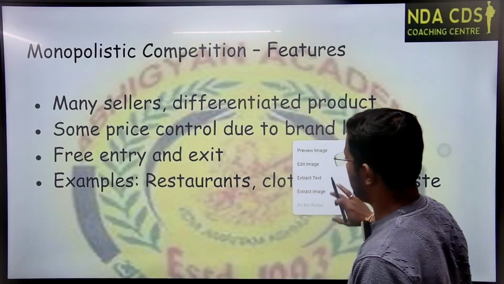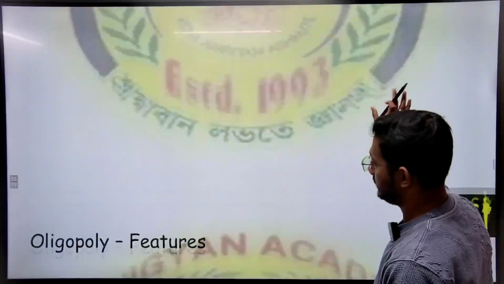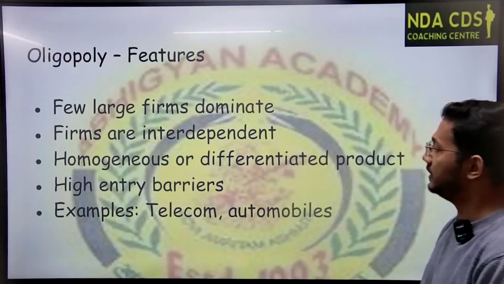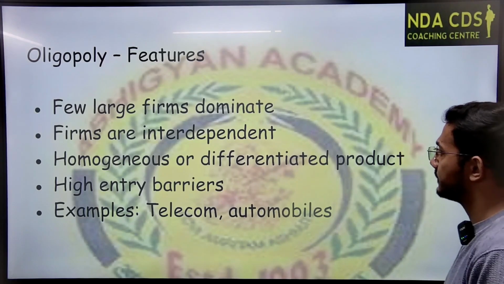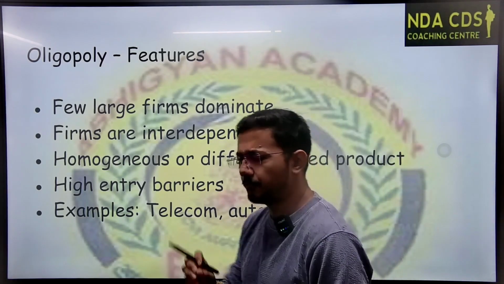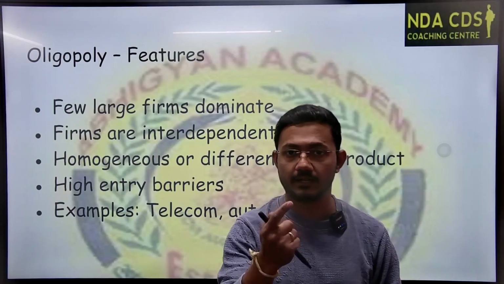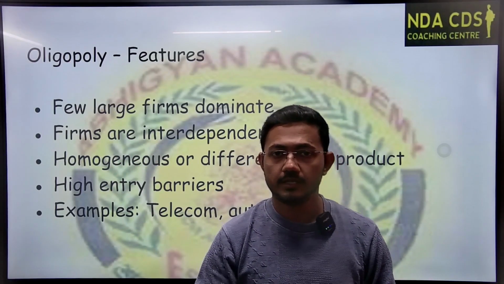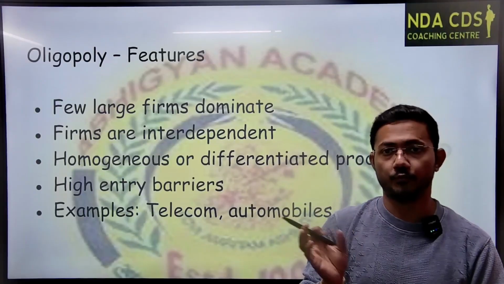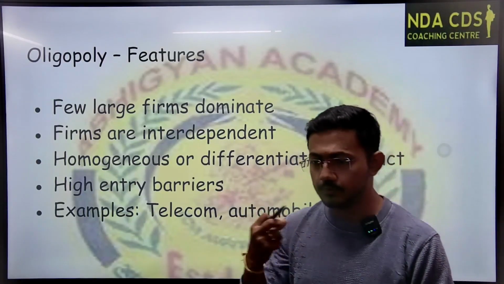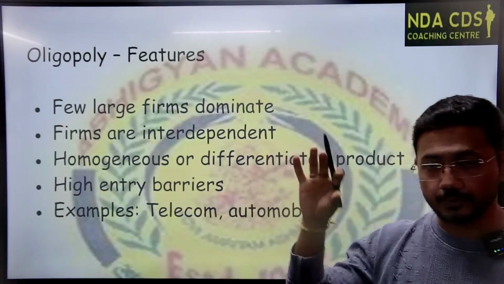Okay, now the last type is oligopoly. Now, what is oligopoly here? Here, there are very few sellers. I will not say that there is only one seller like monopoly. In oligopoly, there are not many but few sellers who dominate. Those few sellers, they make a cartel and they dominate the price also.